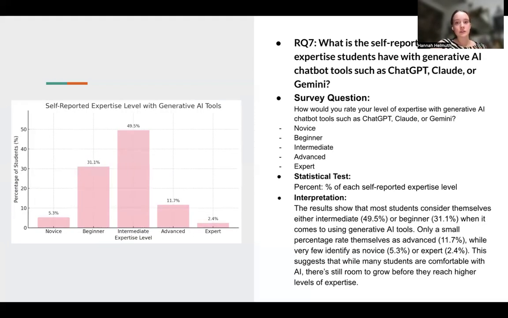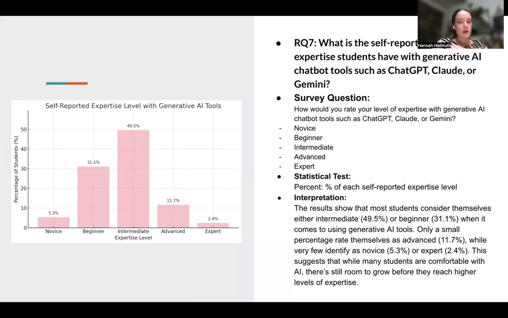And lastly, our last research question asks what is the self-reported level of expertise students have with Gen AI chatbot tools like ChatGPT, Claude, and Gemini. The survey question asked you to rate yourself from novice, beginner, intermediate, advanced, expert. For this one, we also did percentages of each self-reported expertise level.